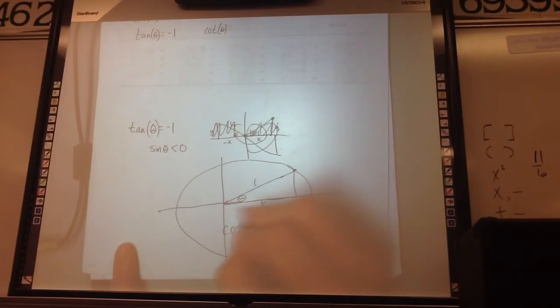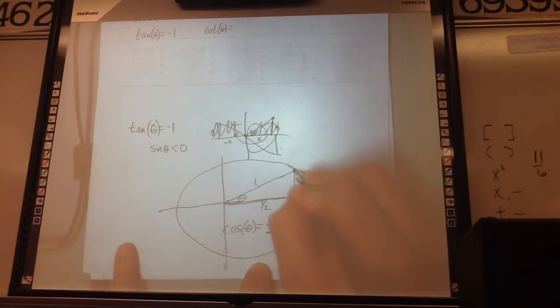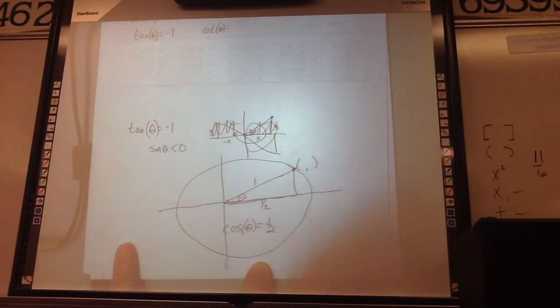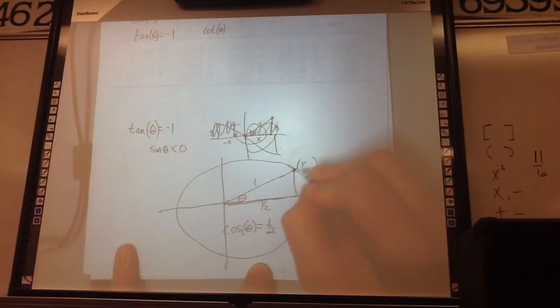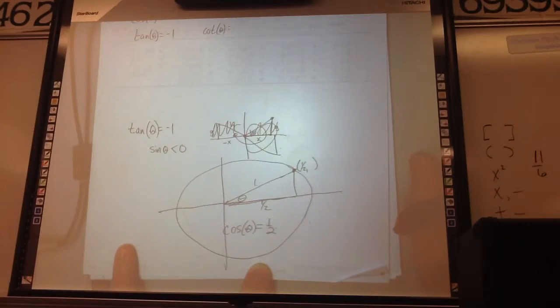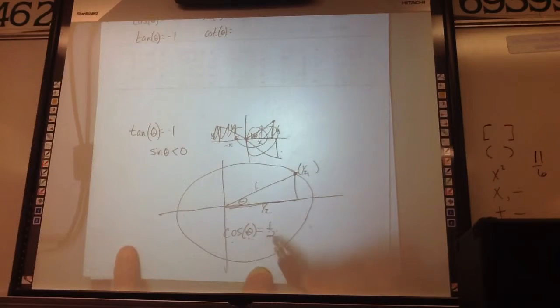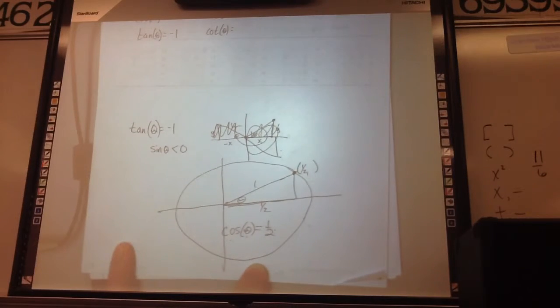So my x-coordinate of this point has coordinates, right? Over and up. My x-coordinate of that point is 1/2. That's all that means. So whenever you have the cosine of an angle, it's just the x-coordinate of the point on the unit circle. So what's sine? Sine is y?